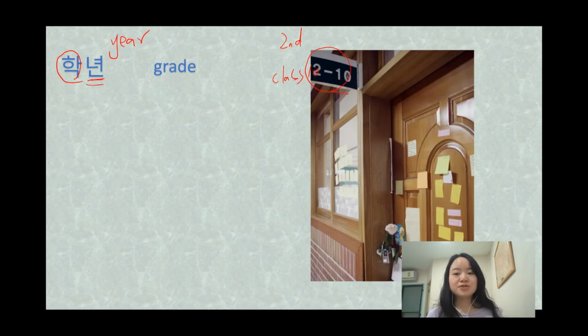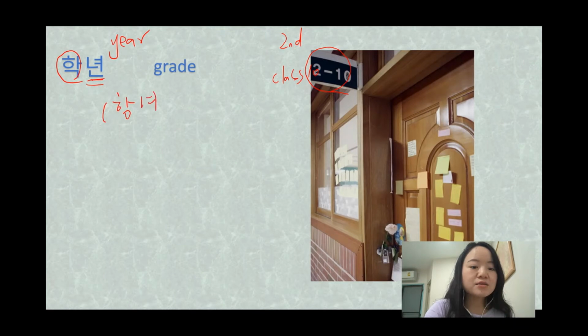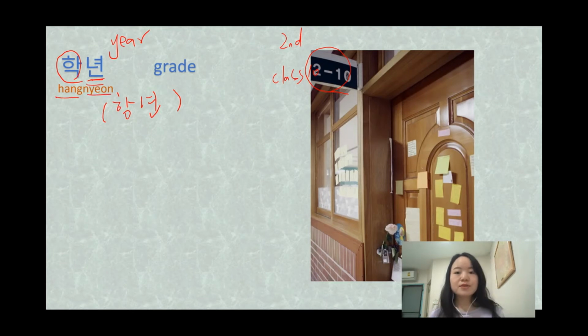So the grade, it's 학년, right? But here the same. We have to change a little bit. The pronunciation should be 학년. This is the pronunciation. 학년. So here the second year, the second grade. So it should be 2학년. 2학년.